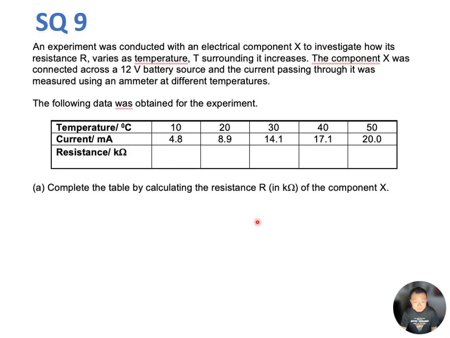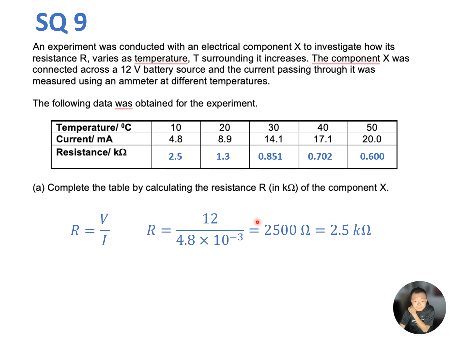Alright, for question 9, calculate the resistance. You are given that the voltage is 12 volts, so this is the answer. Use the ratio of V to I with 12 volts as the voltage across the component X, which doesn't change because the battery source doesn't change. Plug in the corresponding current. Be careful of the milliamperes to get the answer.